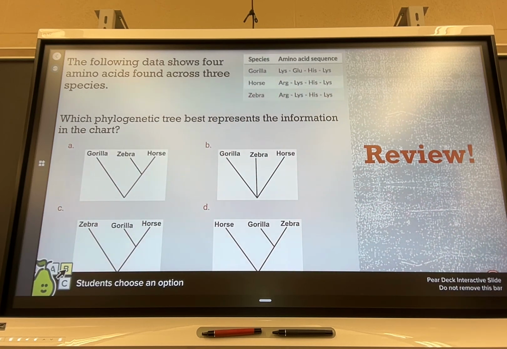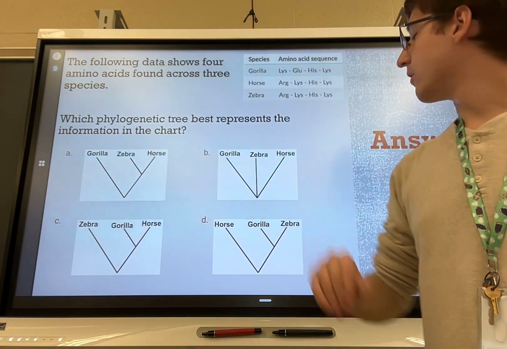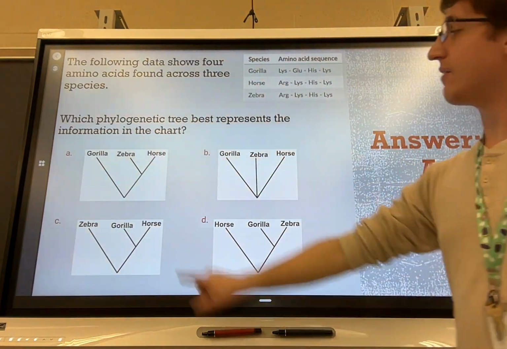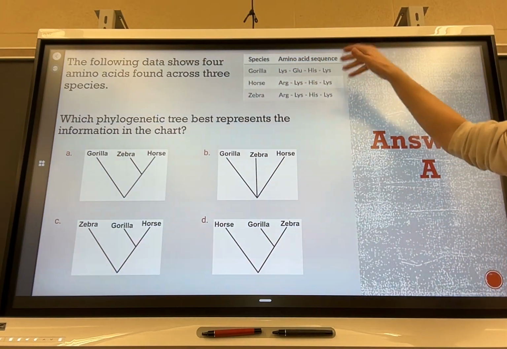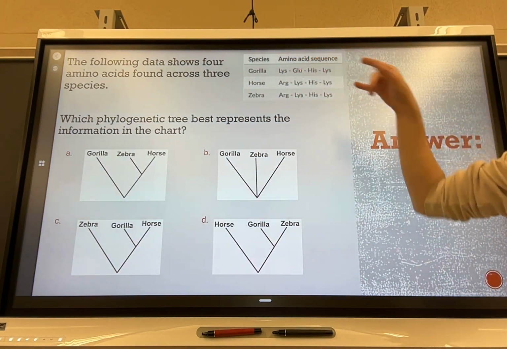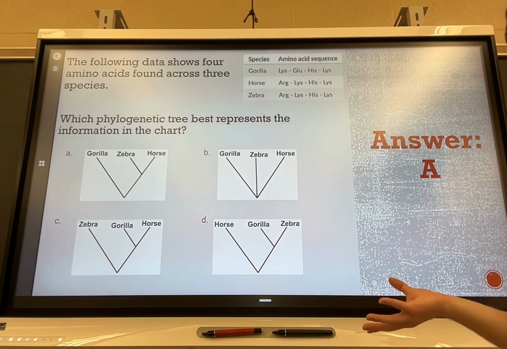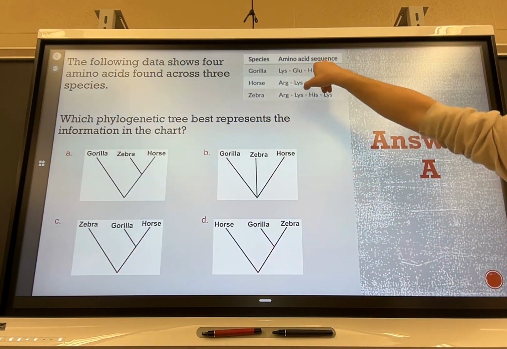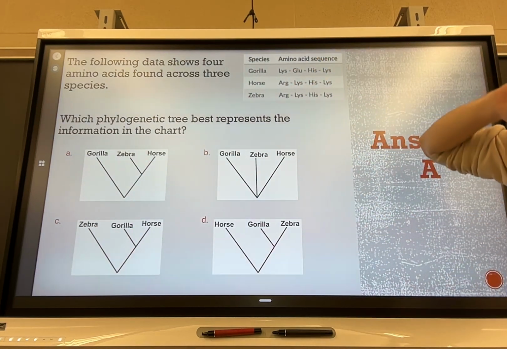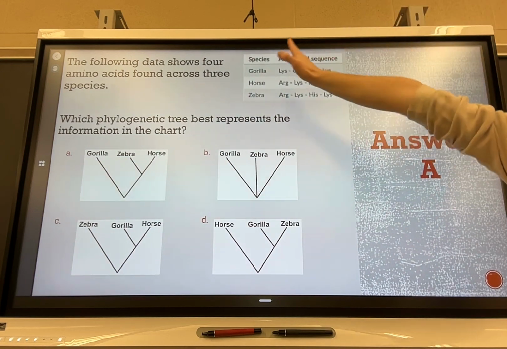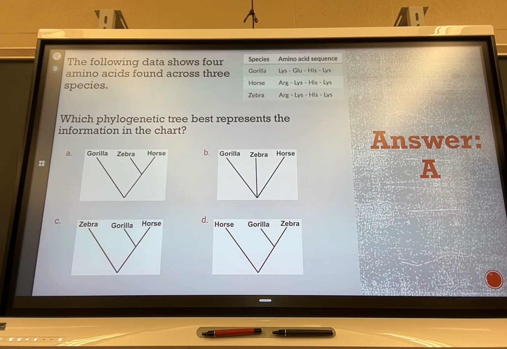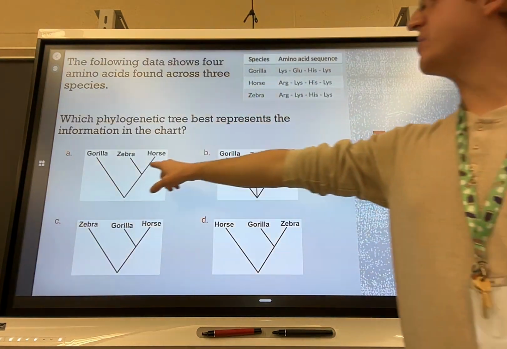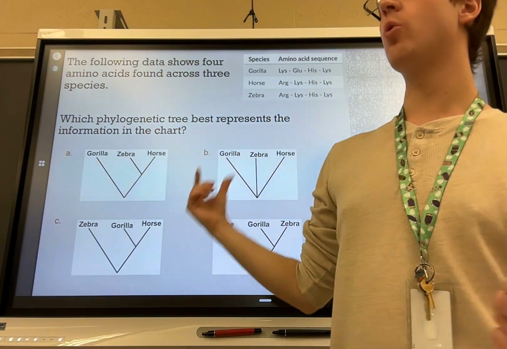Okay. The correct answer is A. So in A, you can see that we have a zebra and a horse. They have the exact same protein sequence in the chart. Each of these amino acids are going to code for the same protein. The gorilla has the same on the histidine and lysine, but different on the first two. So it may have come from a common ancestor, but it did not come from the same common ancestor that the zebra and the horse did.